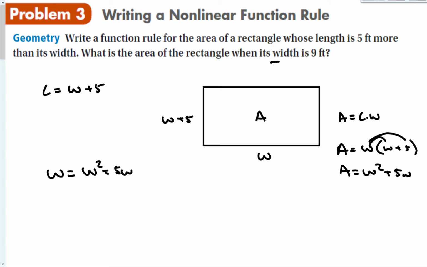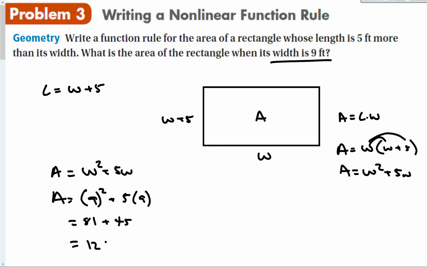What's the area when the width is 9 feet? Not w, the area, okay, so area is equal to 9 squared plus 5 times 9. 9 squared is 81 plus 45 to give me 126. Okay? So the area of the rectangle is 126 feet squared. Okay, because it's 9 feet. Area is in square units, feet squared.